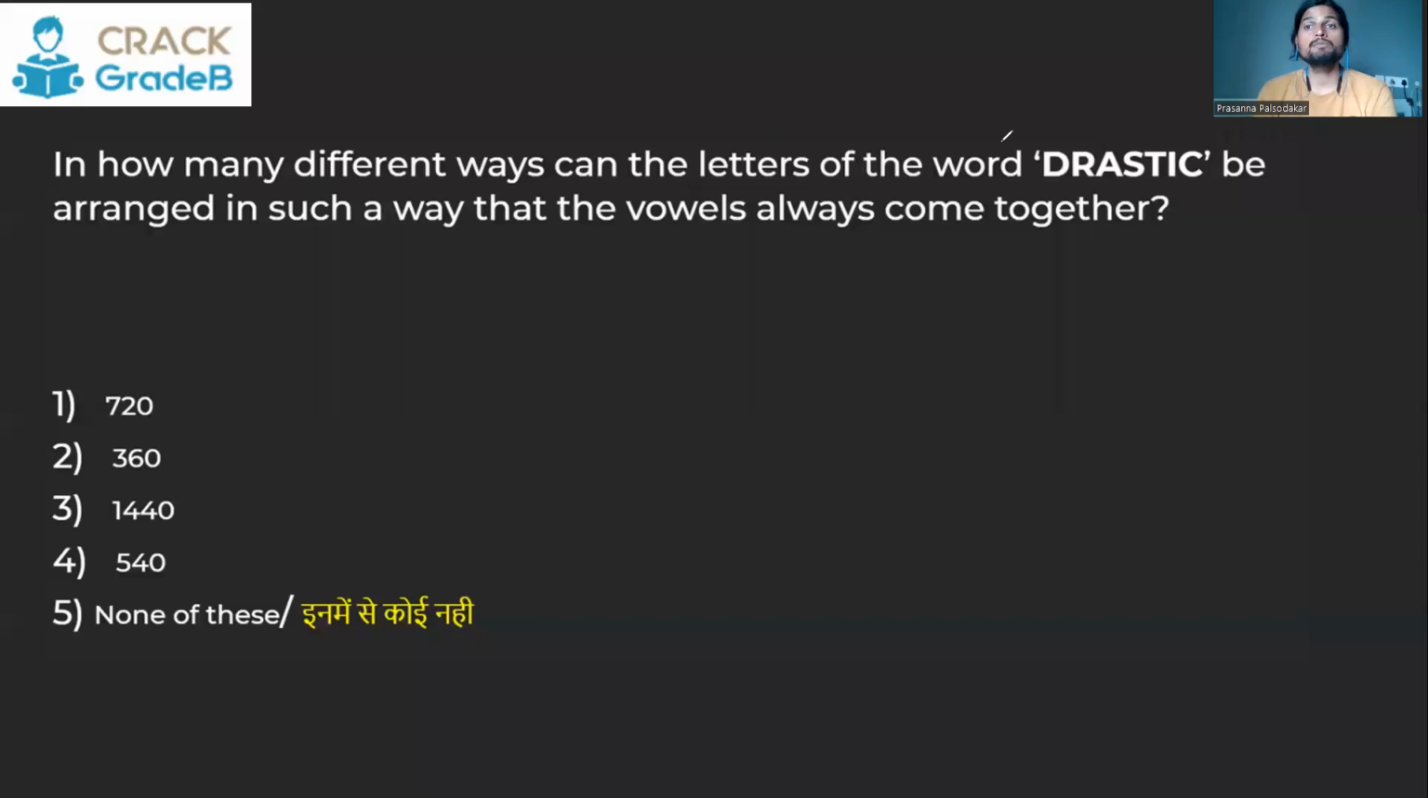How many different ways can the letters of the word drastic be arranged such that vowels always come together? So this time T, R, S, T, C, they are the consonants. A and I, they are the vowels. This time they want to be together.